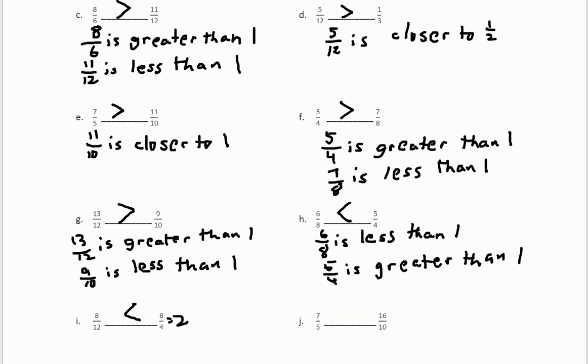And then lastly, we have 5/7 and 16/10. Well, 5/7 is going to be less than 1.5, and 16/10 is going to be more than 1.5, so therefore it goes this way. All right, well, there you have it.